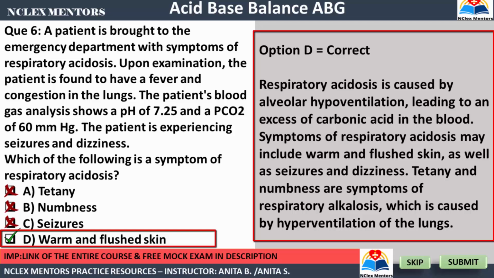It is important to provide oxygen and encourage deep breathing and coughing to help clear the airway in cases of respiratory acidosis, and to avoid prescribing respiratory depressants or opioids, which could worsen the condition. I hope you solved this one correctly. Let's solve the next question.